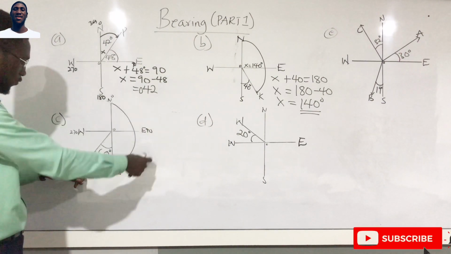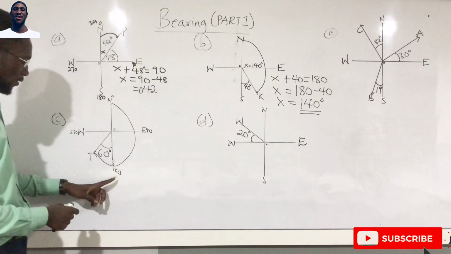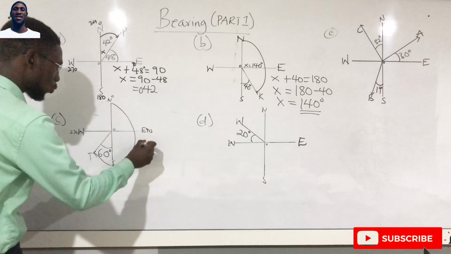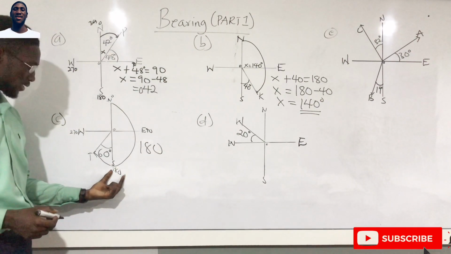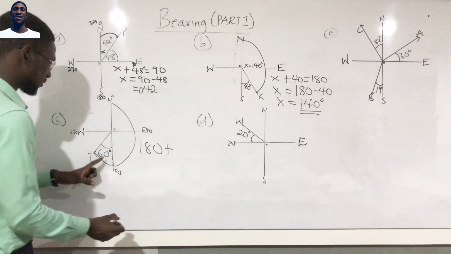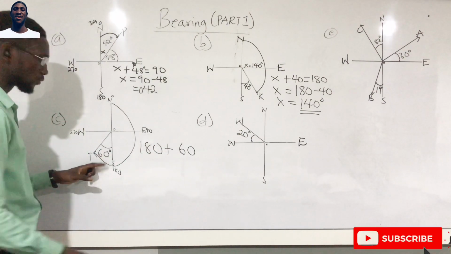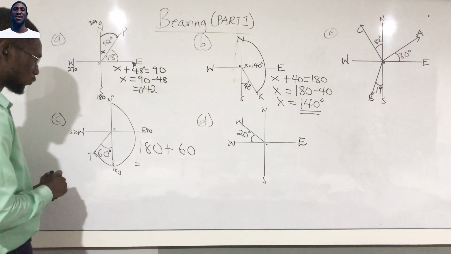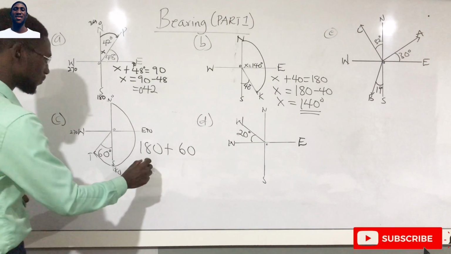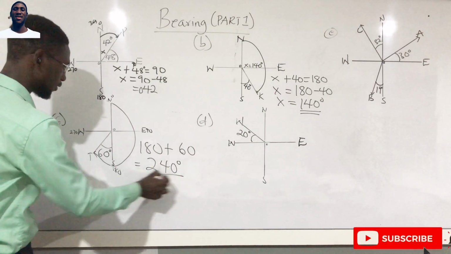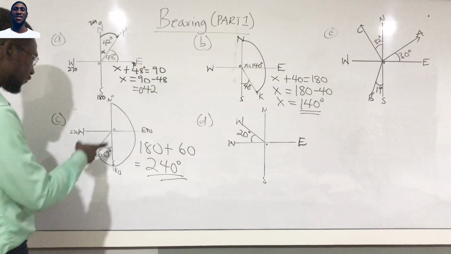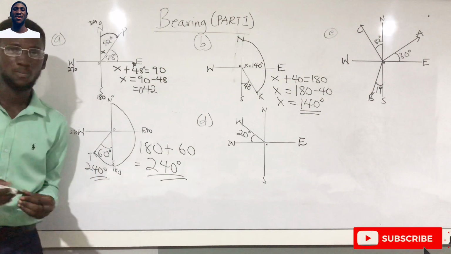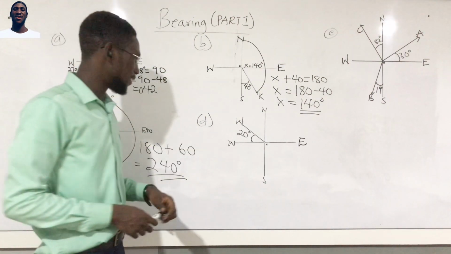So from north to my T, from north to south is 180 degrees. I only have to add the 60 to it. You see that is why we wrote this 180 right here. So 180 plus my 60 degrees gives me 240 degrees. So the bearing of T from O will be 240 degrees. Easy, right? Okay, D.